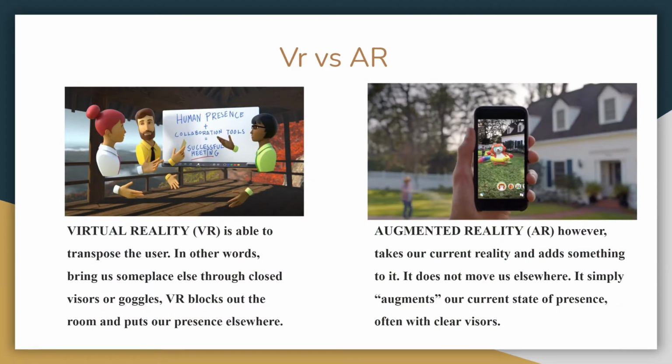To put it deeply, virtual reality is able to transpose the user, in other words, bring us someplace else through closed visors or goggles. VR blocks out the room and puts our presence elsewhere. And for an example of the pictures, even nowadays we can make a collaboration with other VR users. We are gonna be seeing other people like implemented reality.